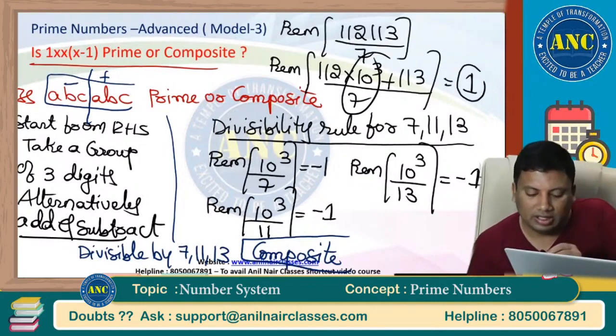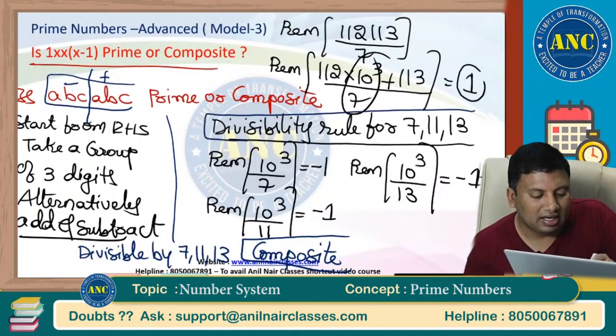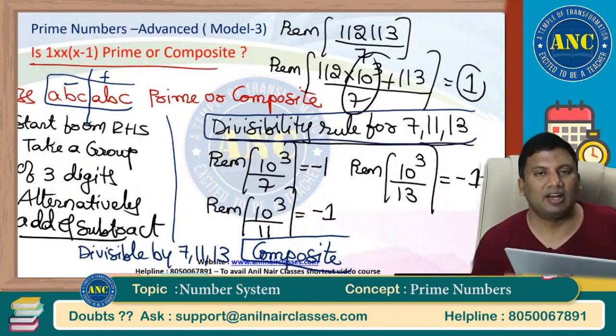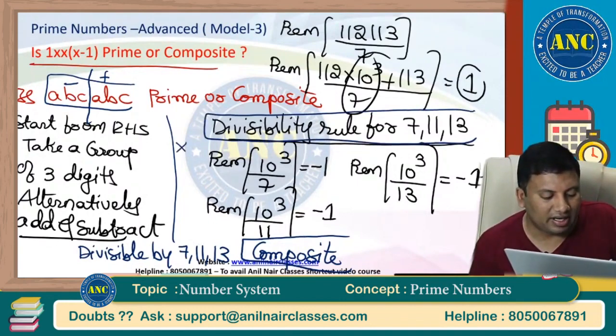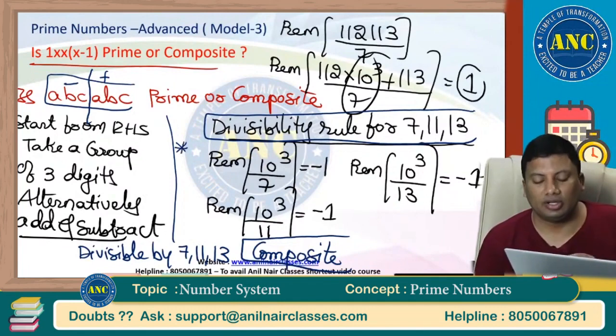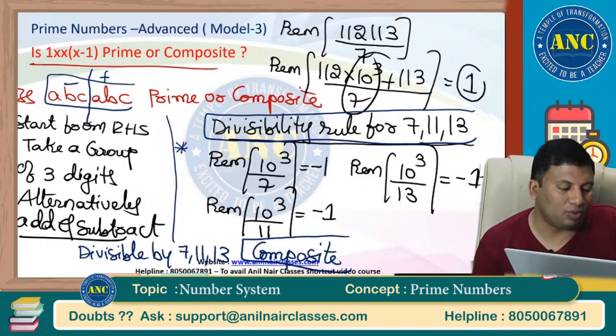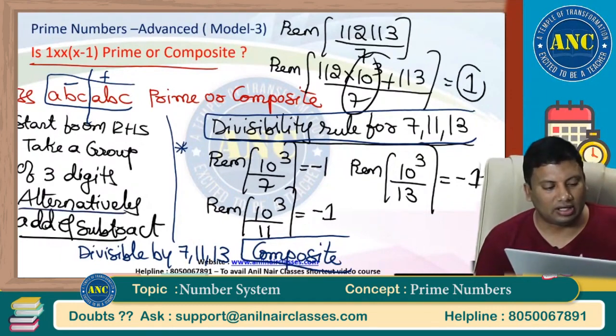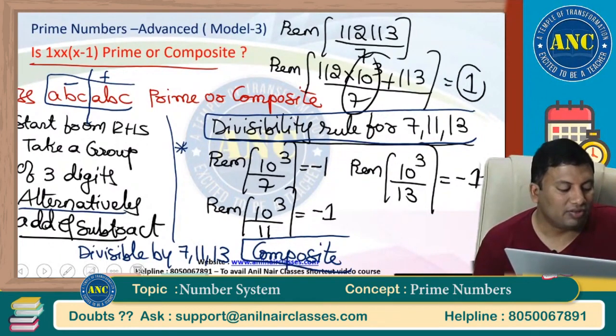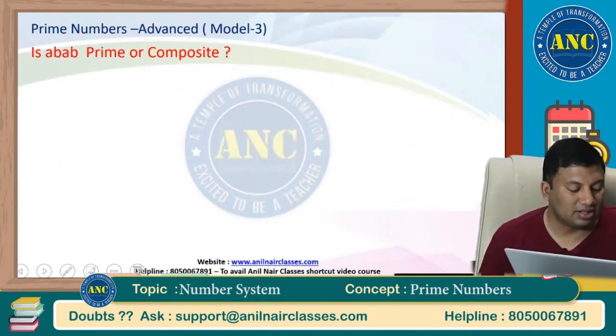I hope the idea is clear. Divisibility rule for 7, 11, 13. 10 cube divided by 7 is minus 1. 10 cube divided by 11 is minus 1. 10 cube divided by 13 is minus 1. Start from right hand side, take a group of 3 digits, alternately add and subtract.